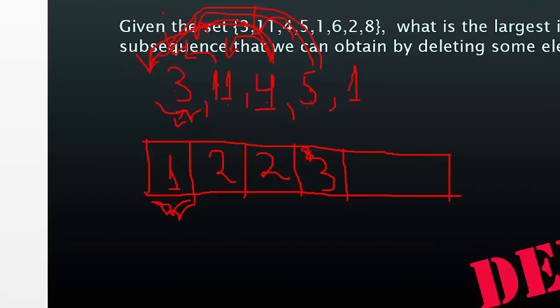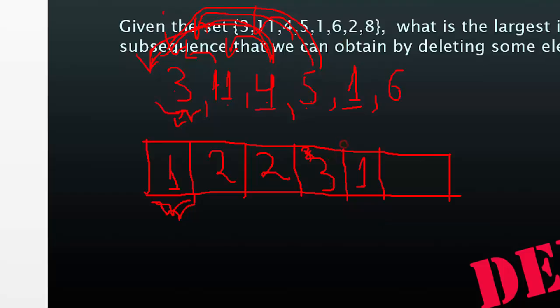Let's add the 1. Okay, so 1 is smaller than the 5, but it's also smaller than all other values. And in here, what is the largest subset which is increasing and has the 1? It is 1. Okay, and we keep going.